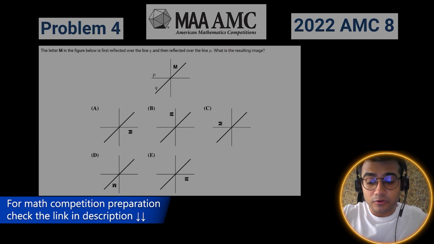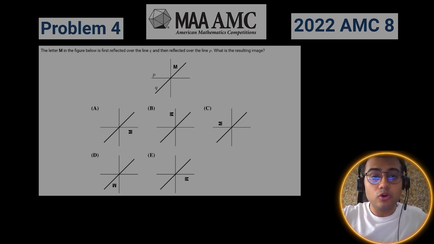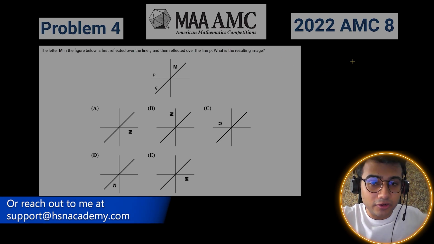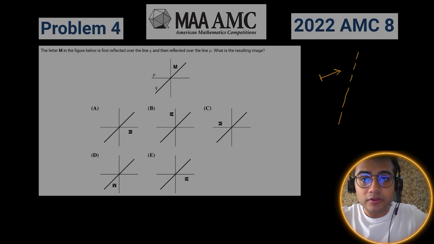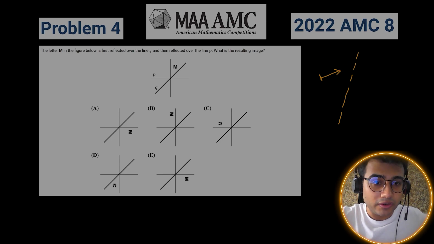Okay, so to solve this problem, you have to understand how reflection is done. So if you're reflecting any object over a line, how do you actually go about it? So let's say that this is the line of reflection that we have, okay? And we have this arrow that we want to reflect, okay? So how reflection works is that you take a point that you want to reflect. So let's say we want to reflect this point right here.